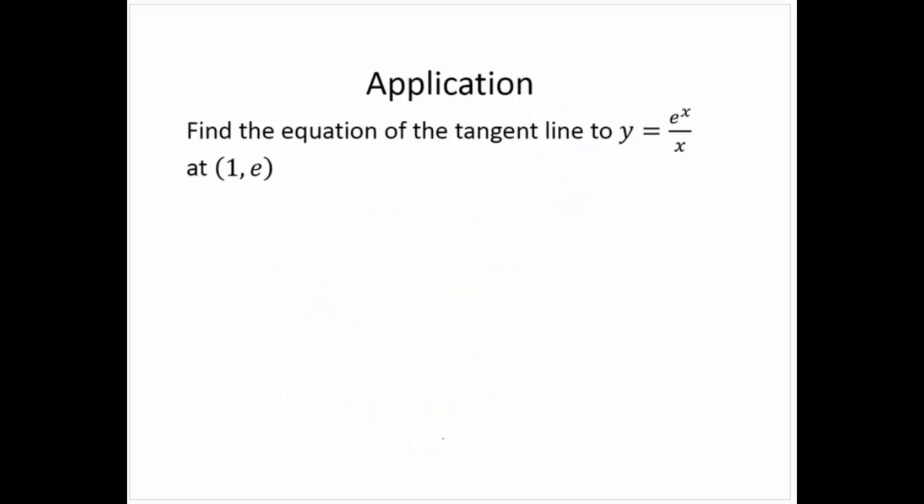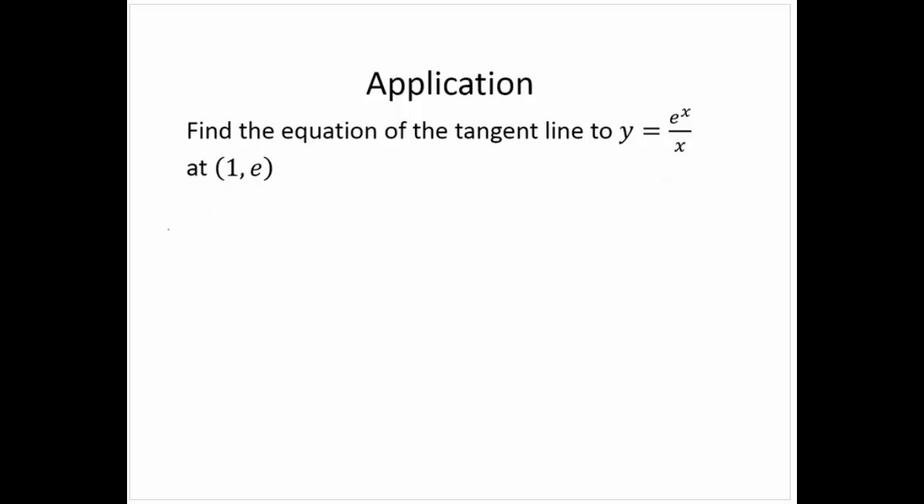All right, an application. Find the equation of the tangent line to y equals e to the x over x at (1, e). All right, so I have a point. If I want the equation of the tangent line, I need the slope at that point. So to find the slope, I'm going to calculate the derivative.